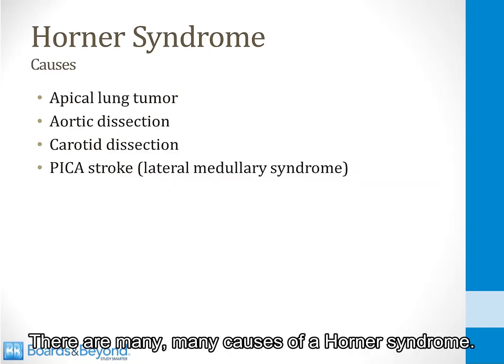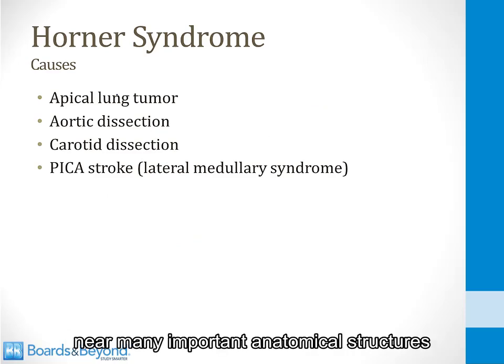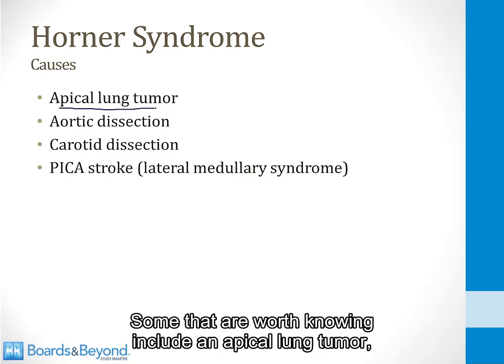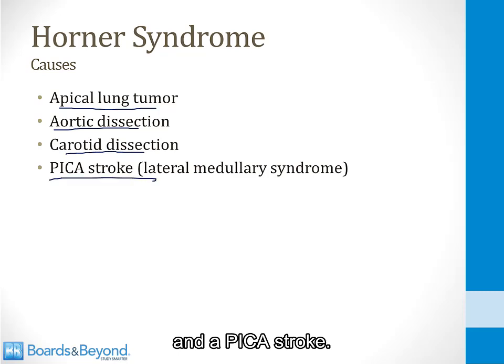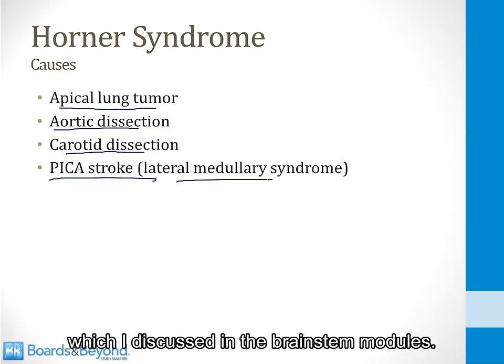There are many causes of Horner syndrome. That's because the sympathetic chain courses near many important anatomical structures which can become diseased and interrupt the nerve pathway. Some that are worth knowing include an apical lung tumor, an aortic dissection, a carotid dissection, and a PICA stroke, which can lead to the lateral medullary syndrome, which I discuss in the brainstem modules.